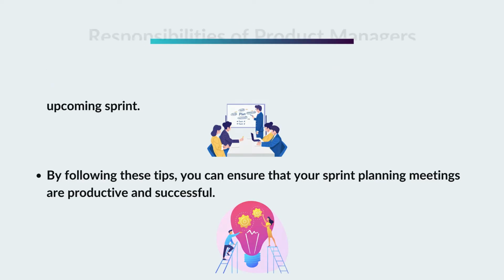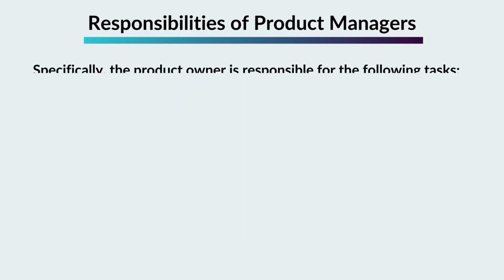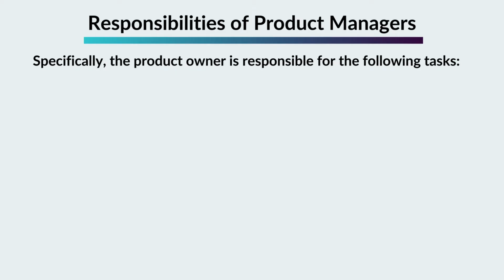Responsibilities of product managers. The product owner is a key person in the Scrum framework. They are responsible for the product vision and backlog, and they work with the development team to ensure that the product meets the needs of the users. Specifically, the product owner is responsible for the following tasks.